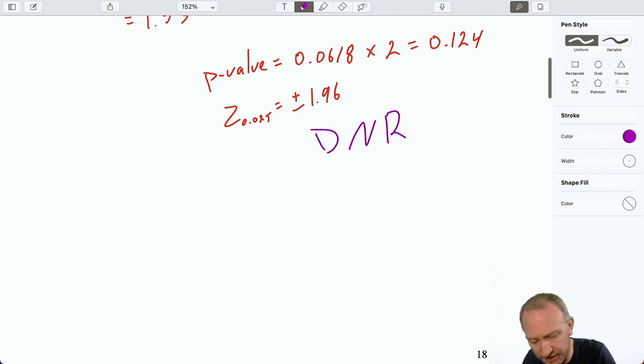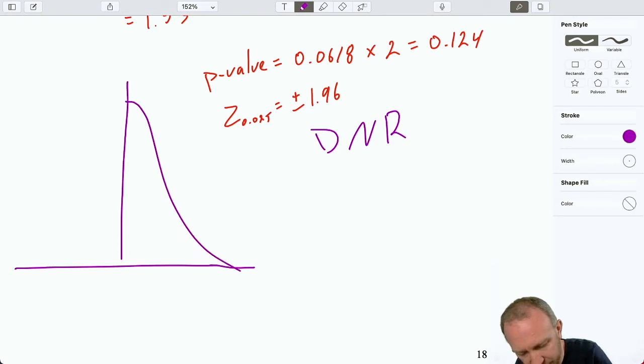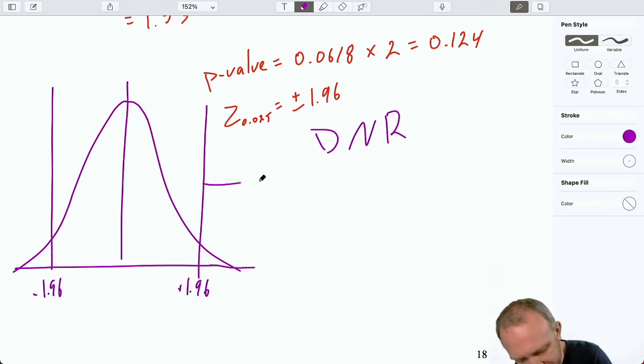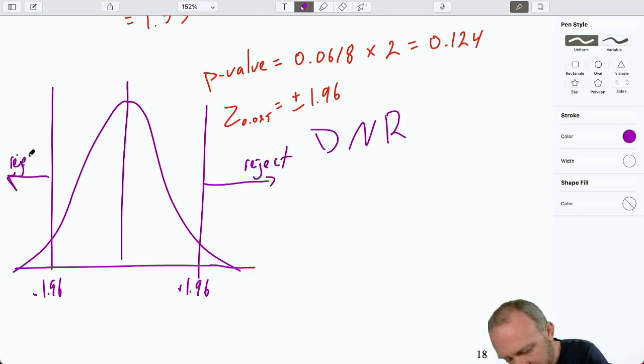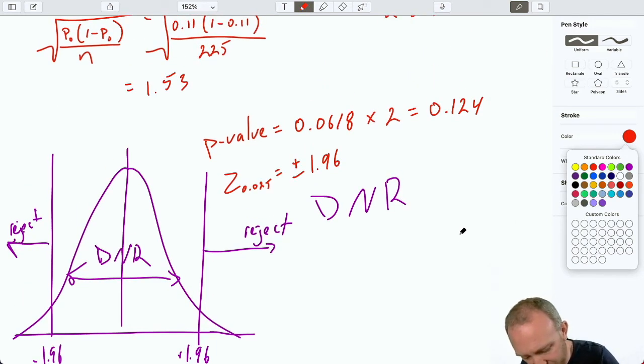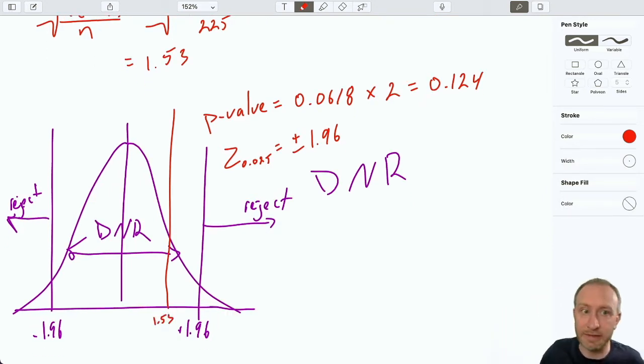Again, we can draw a picture. I do this more than I say I will, but it can be helpful. We have our 2 critical values, 1.96 there, 1.96 there. We reject if we're up here, we reject if we're down here, and of course we do not reject if we're in between. Our test statistic was positive 1.53, somewhere in here. As we can clearly see, it's in that do not reject space.